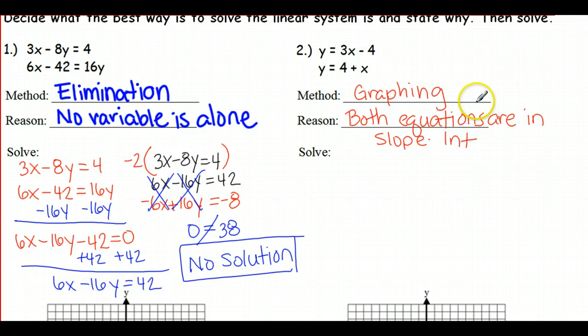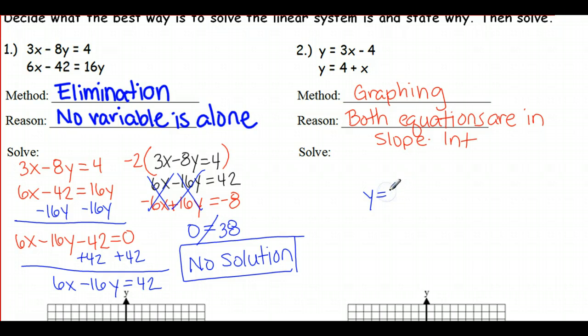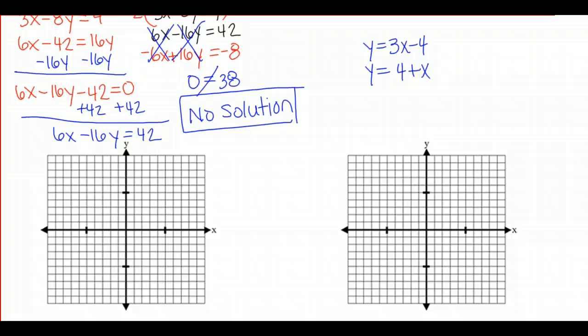So let's go ahead and graph them. I'm just going to write them a little bit lower so I'll be able to see them when I graph. We have y equals 3x minus 4 and y equals 4 plus x. So I'm going to scroll down so I can see my graph, and I'm going to graph my first equation in blue. I go down to negative 4, which is my y-intercept, and then go up 3, right 1. Up 3, right 1. And remember, you want to plot as many points as you can, because that's how your graph will be more accurate.